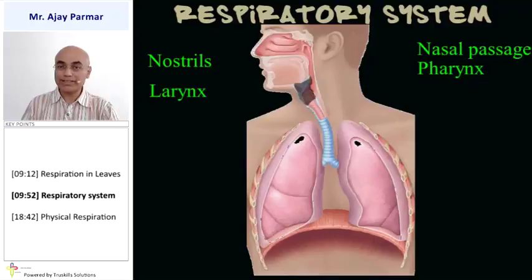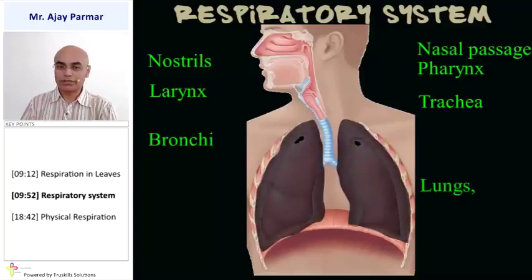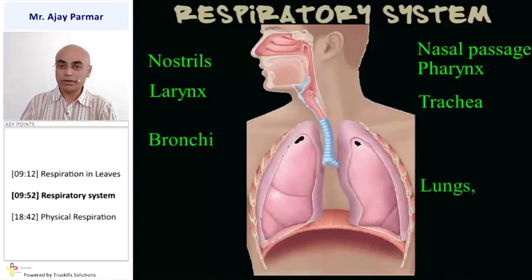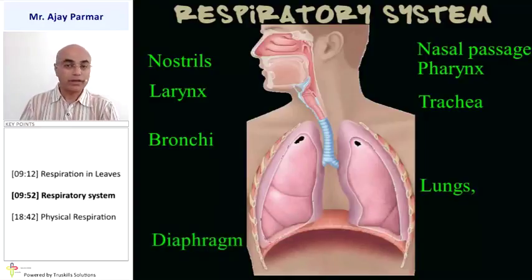Still the next ones, that is the larynx, also called the voice box. Then the trachea, that is what we call the windpipe. Then the bronchi, the two parts entering into the lungs. The lungs, obviously the main balloons of the respiratory system. And lastly, the diaphragm, which helps in increasing and decreasing the volume of the thoracic cavity.